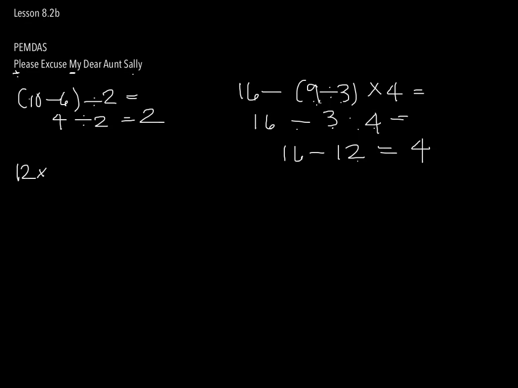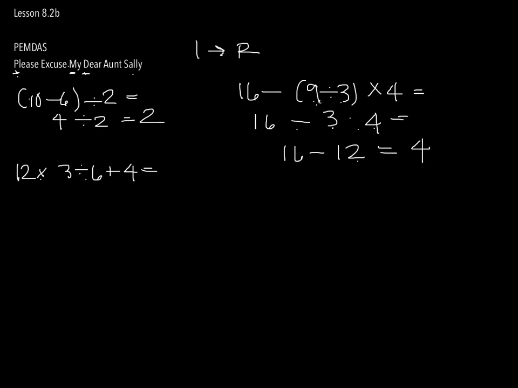Okay? Next problem. 12 times 3 divided by 6 plus 4 is equal to. Okay, now this one's a little bit more difficult because we have multiplication and division right here. Which one do we do first? Well, remember, we go from left to right. So just as we read, we're going to go from left to right. Because these multiplication and division happen at the same time, but we go from left to right. So we're going to multiply first.